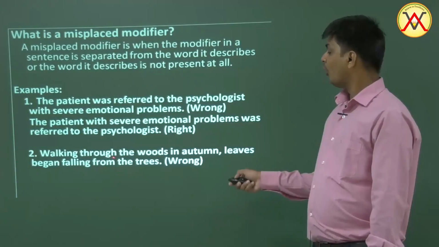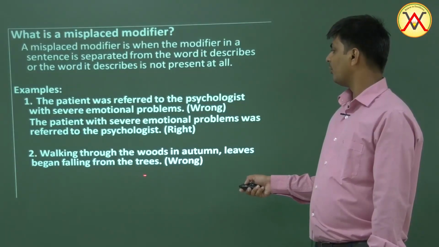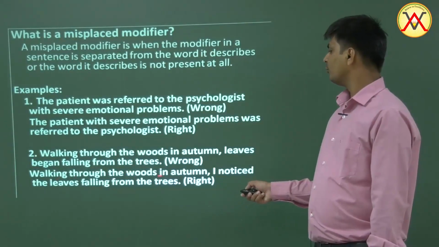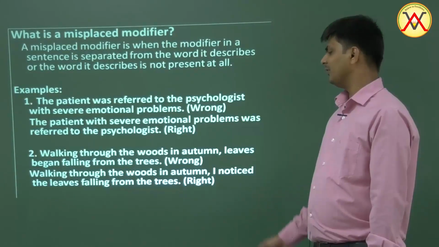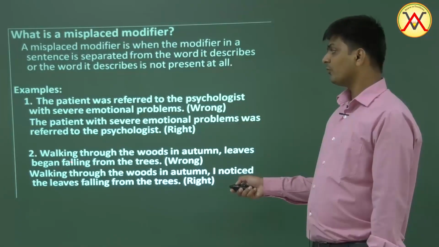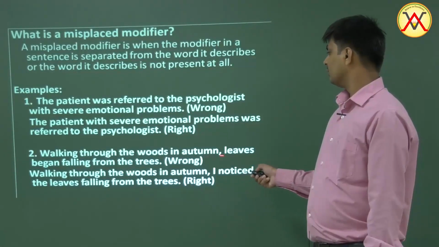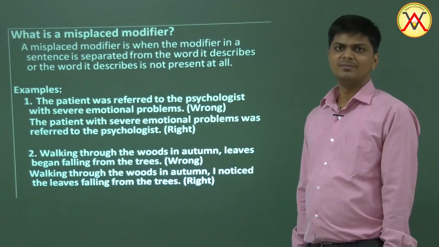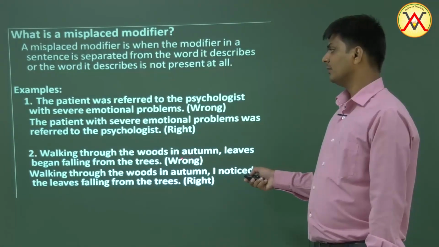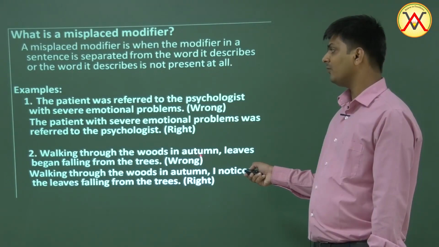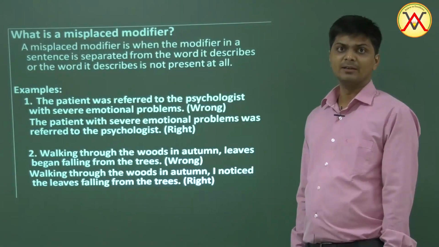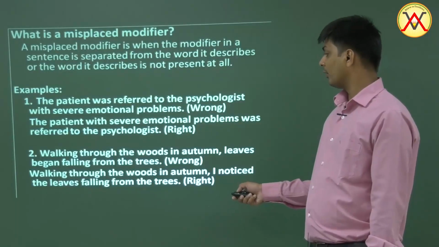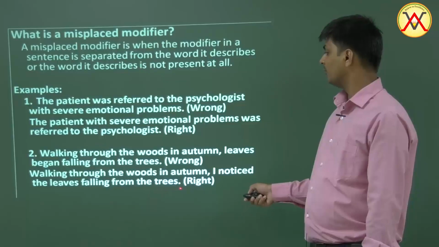Another example, walking through the woods in autumn, leaves began falling from the trees. It's again a wrong sentence. In the first sentence, what's wrong there? Walking through the woods in autumn, leaves. So here it seems that the leaves are walking through the woods in autumn. We don't see here who is walking. Leaves is the closest to this phrase, and therefore we would conclude that leaves are walking, which is impossible. So it is a wrong sentence. The right one would be, walking through the woods in autumn, I noticed the leaves falling from the trees.